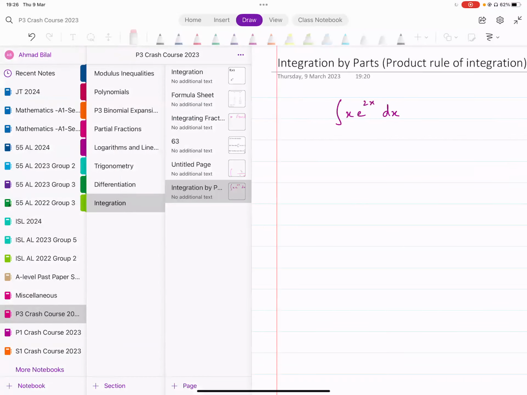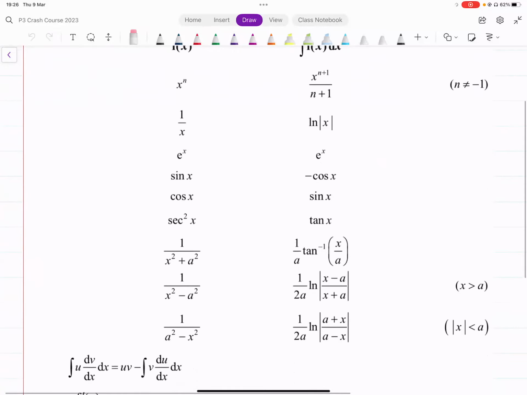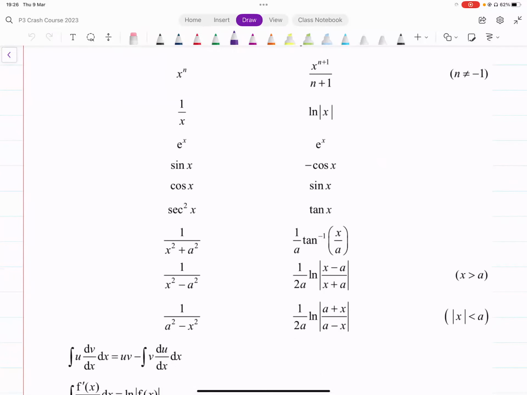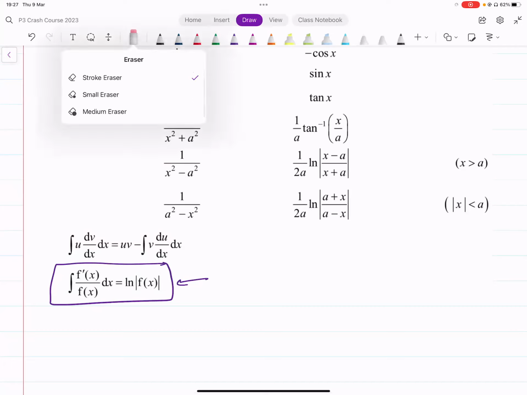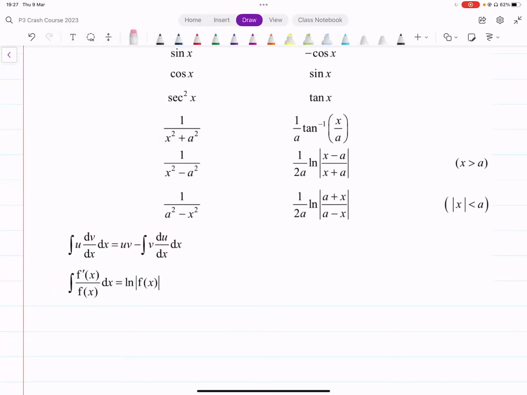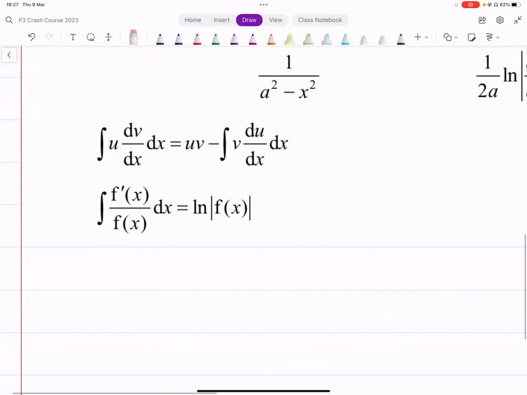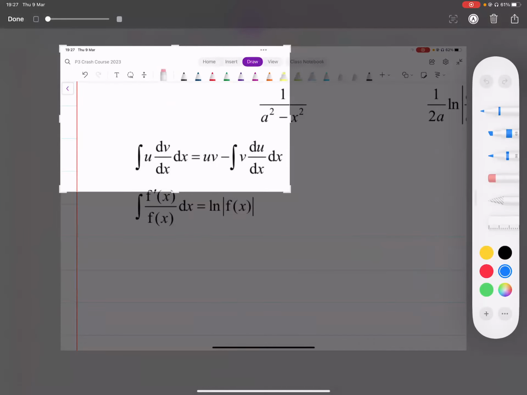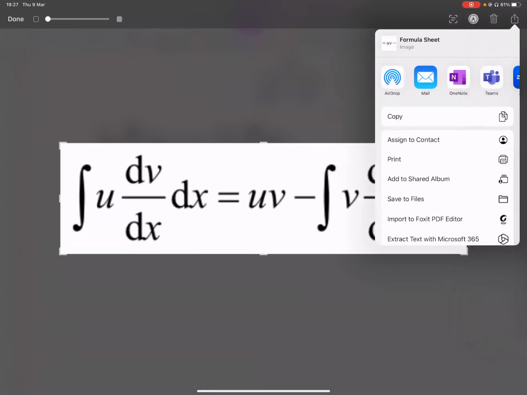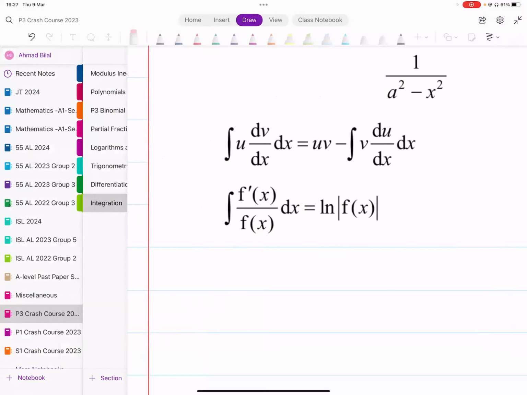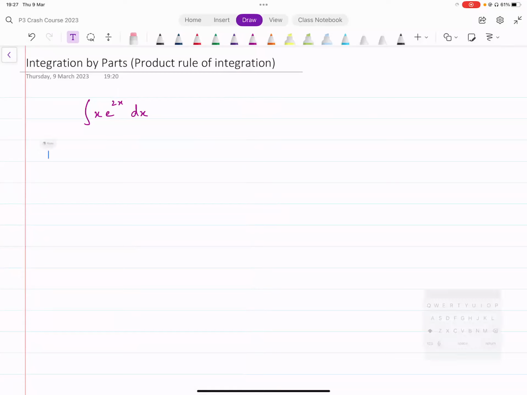Now, if you look at the formula sheet, we have done all of these different methods that you have in the formula sheet. We've discussed all of these. And we have also discussed this method that's written at the end here. This is the log rule that we have. There's just one thing left, and that's this formula that's written here. You can just copy this. This is called integration by parts, and this is what we will be using to integrate products.